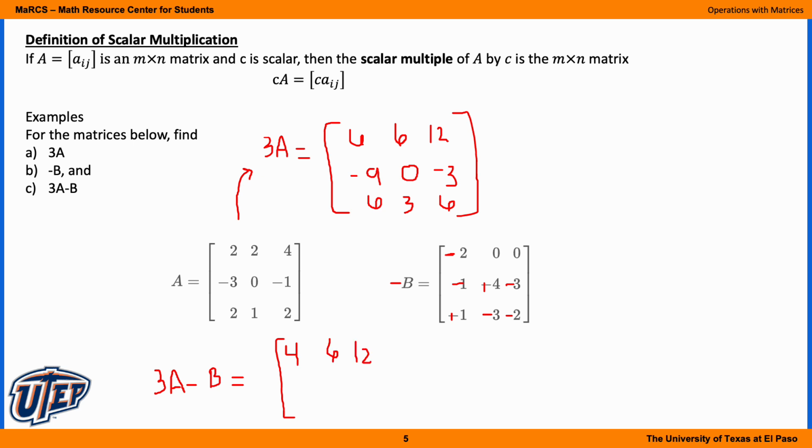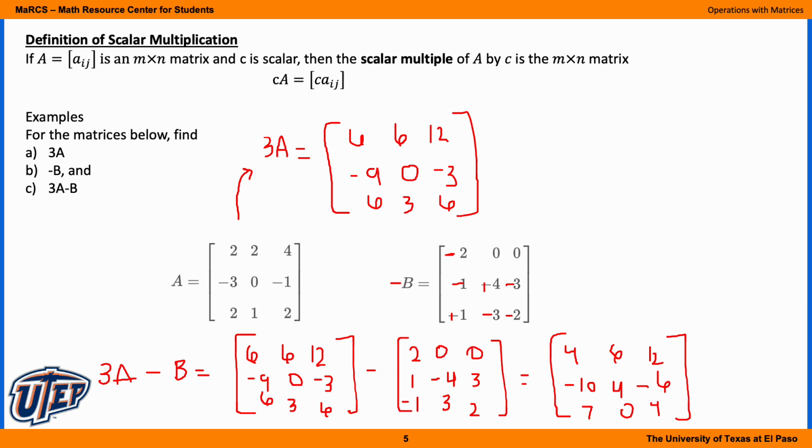Now with the second row, negative 9 plus negative 1 is equal to negative 10. And I was adding them because same signs, add and keep. So now 0 plus 4 is equal to 4, and negative 3 plus negative 3 is negative 6. 6 plus 1 is 7, 3 plus negative 3 is 0, and 6 minus 2 is 4.